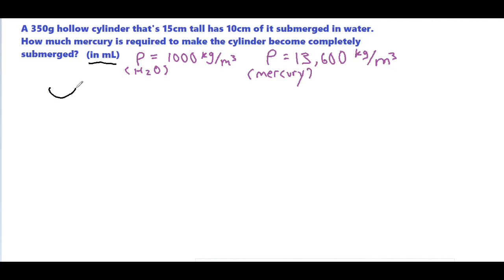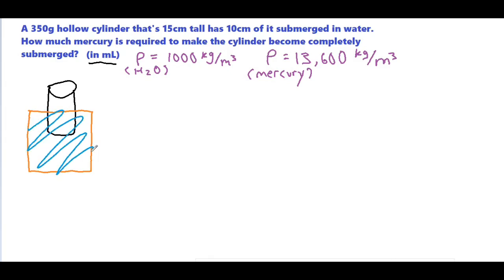So we have a cylinder that is partially submerged in water. So we have a container, it's filled with water, and we have some of it that is submerged. Let's see, we have 10 centimeters of it submerged, and it has a total height of 15 centimeters, so an additional 5 centimeters up here.